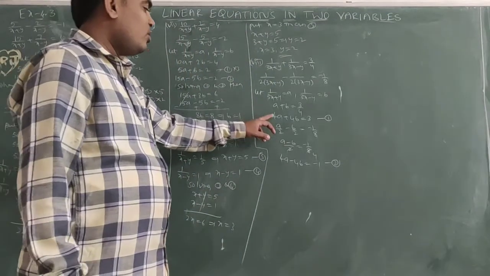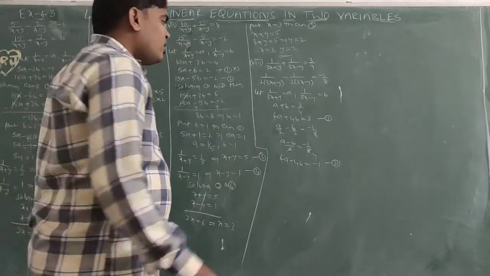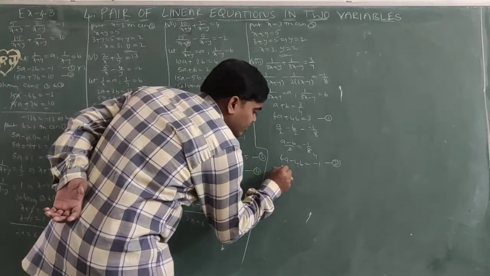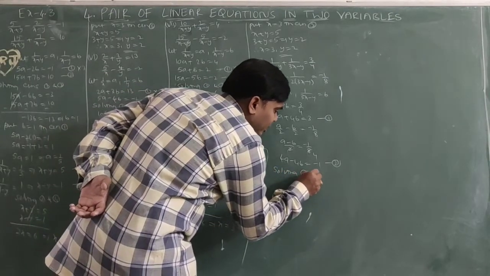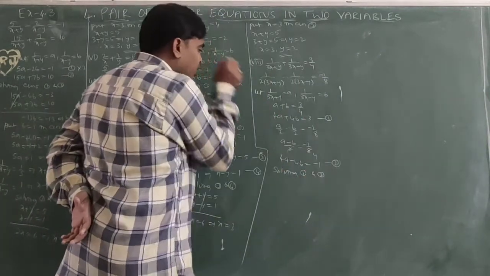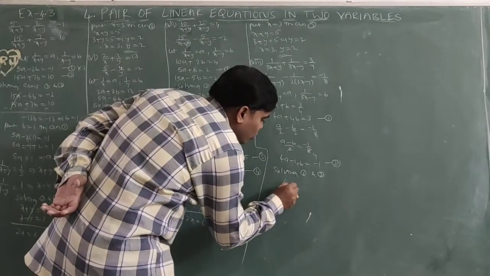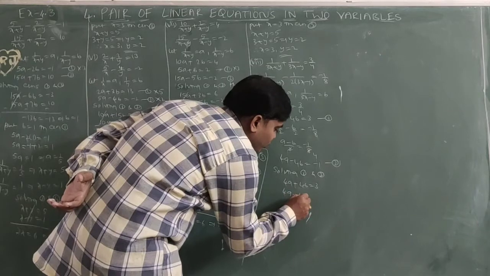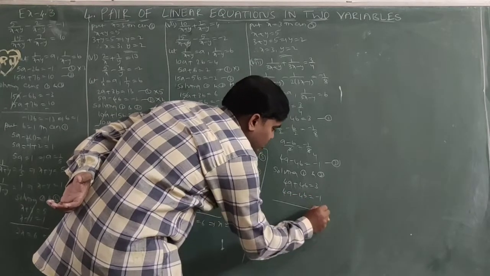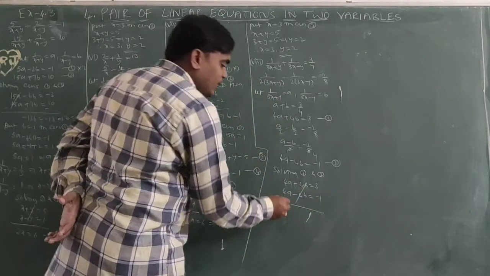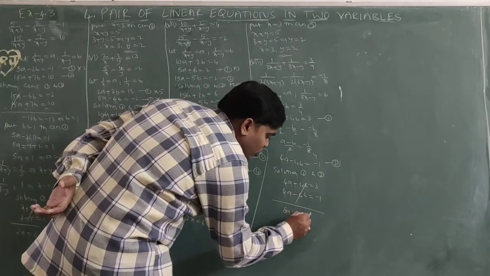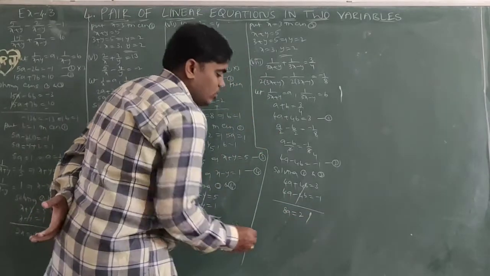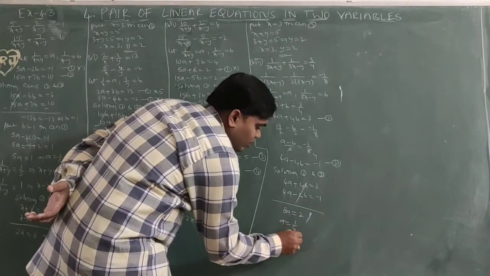Okay, so the coefficients are also equal. So directly solving 1 and 2. If we solve 1 and 2, 4a plus 4b equal to 3, 4a minus 4b equal to minus 1. Cancel 4b. 4a plus 4a, 8a equal to 3 minus 1, 2. a equal to 1 by 4.